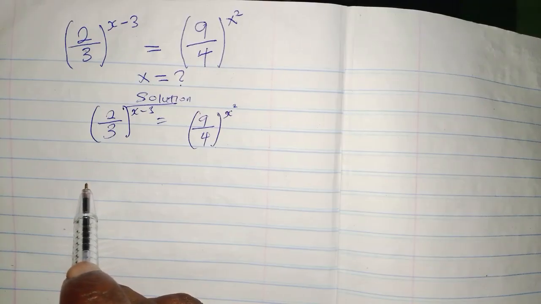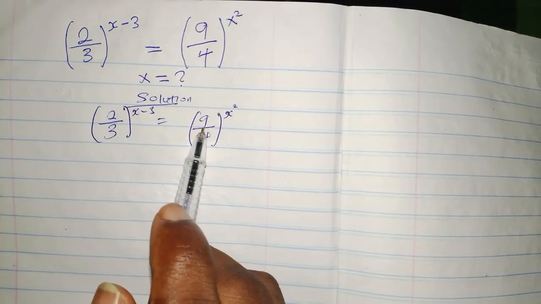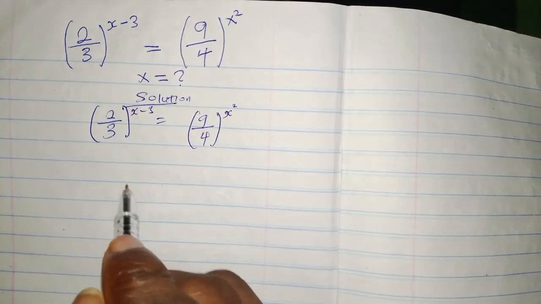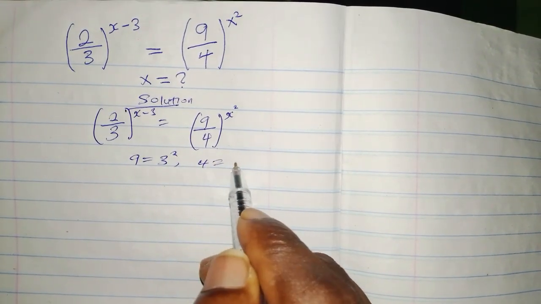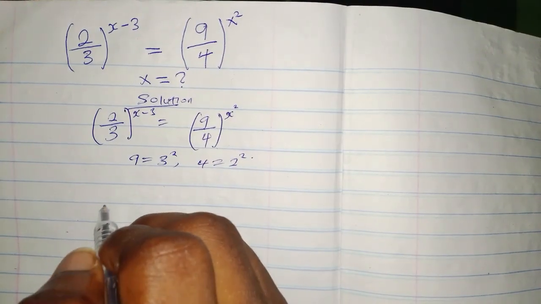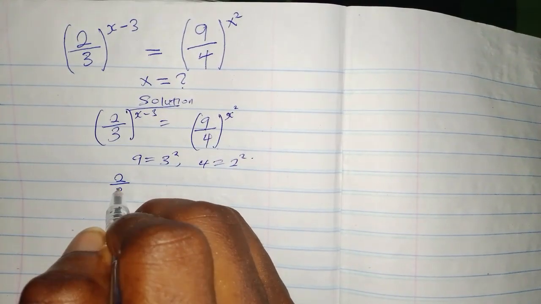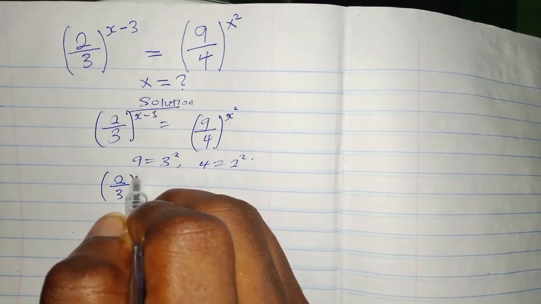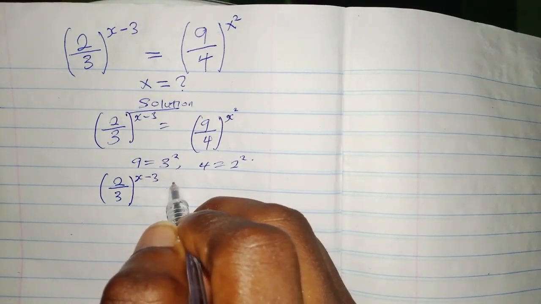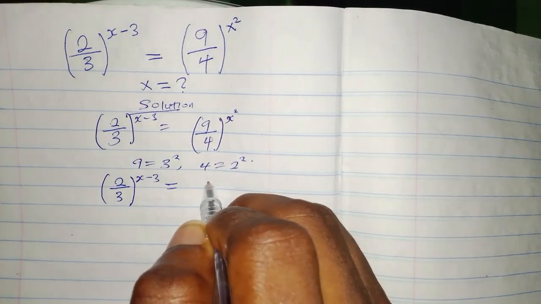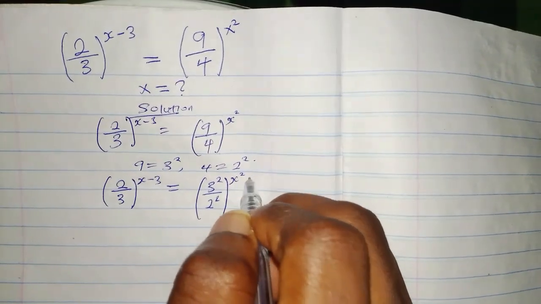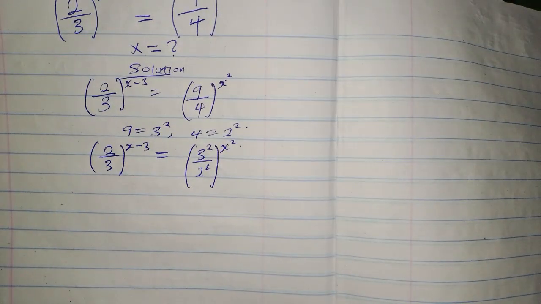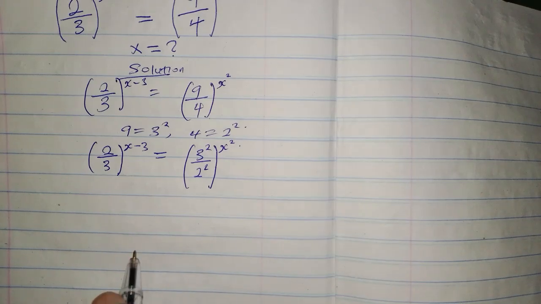The next thing we are going to do is to rewrite this. We must know that 9 is equal to 3 to the power of 2 and 4 is equal to 2 to the power of 2. So if we do that, we have (2/3)^(x-3) equals (3^2/2^2)^(x^2). Because this is what we are now having.